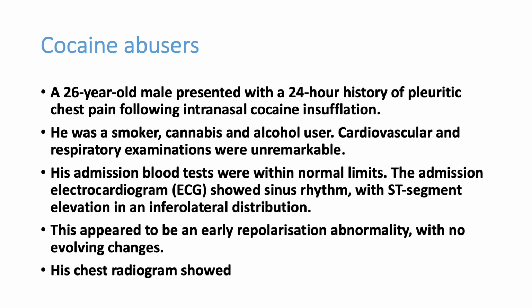Now we can see the next case. A 26-year-old male presented with a 24-hour history of pleuritic chest pain. This is a recent case we have seen after cocaine insufflation. He is a smoker, he is an alcohol user, he also takes cannabis. CVS and respiratory systems are normal.